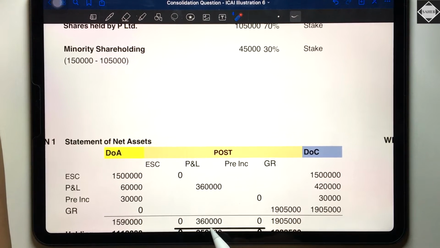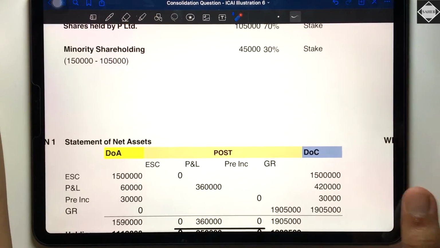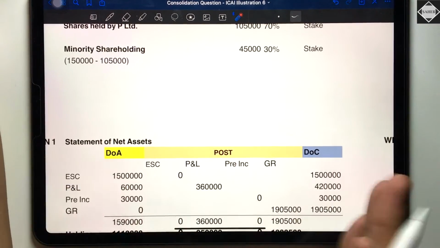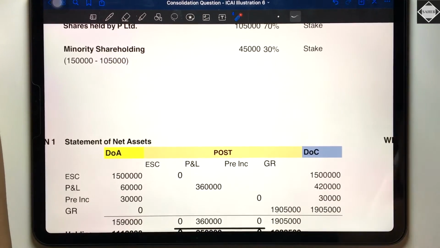And then P&L is 3,60,000. GR is 19,05,000. So that's the total. And date of consolidation, you don't take a sum because it was just for the comparison, just to see the movements. Okay, so DOC column job is over.